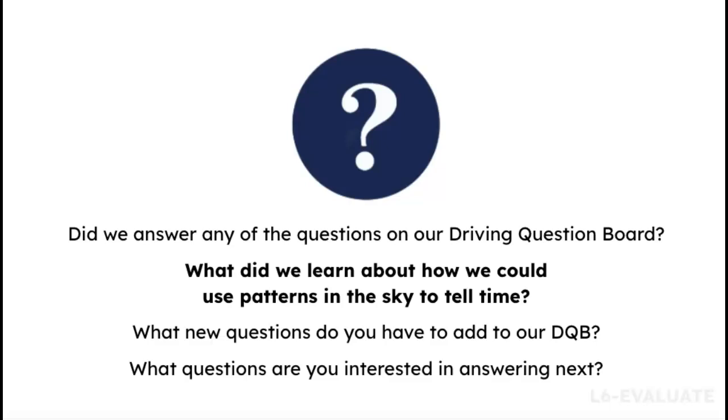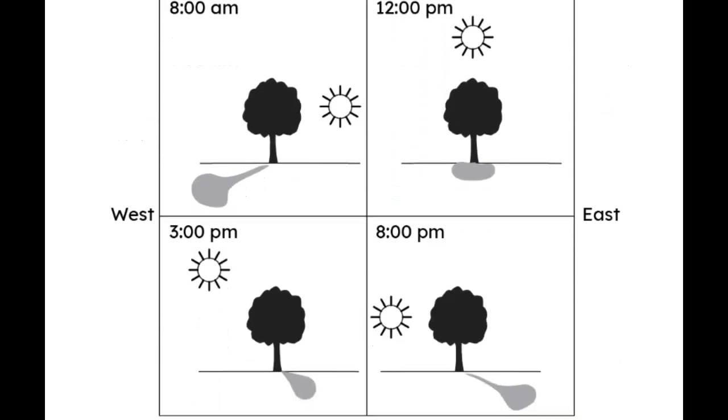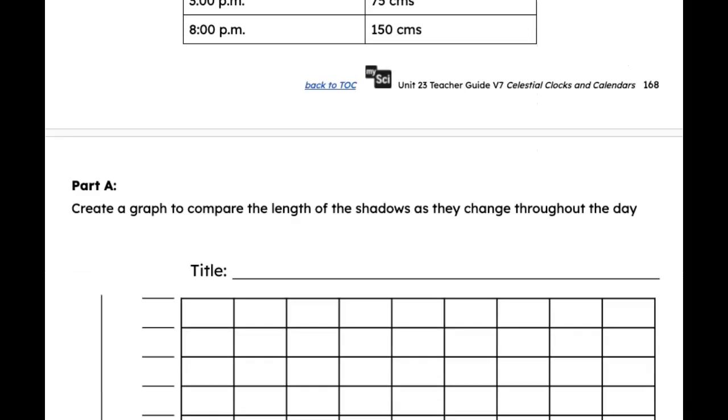For the Evaluate portion, you'll support student sense-making across the unit by orienting students back to the driving question board. Ask, did we answer any of the questions on our driving question board? If there are questions that have been answered, remove them from the driving question board and place them on the summary charts. Use this as an opportunity to answer the section driving question, how could we use patterns in the sky to tell time? Have students complete the Section 2 summative assessment.